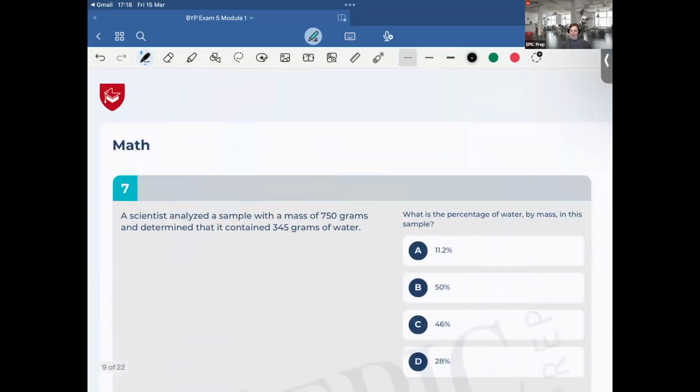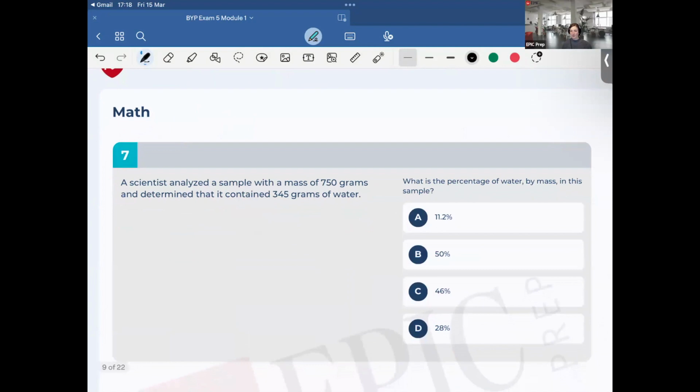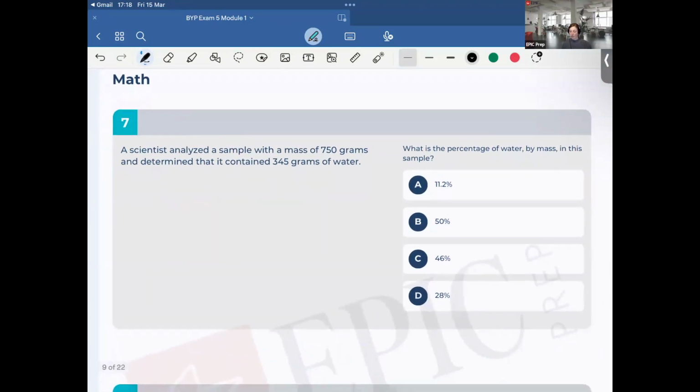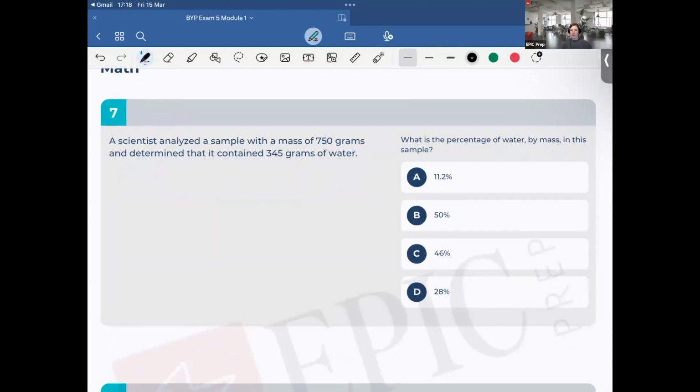Okay, amazing. Continuing our journey to number 7. Okay, so it says a scientist analyzed a sample with a mass of 750 grams and determined that it contained 345 grams of water. What is the percentage of water by mass in the sample?